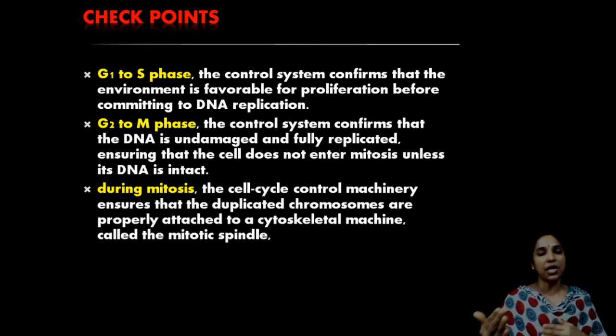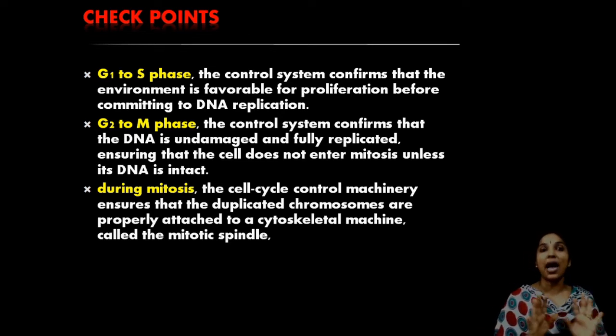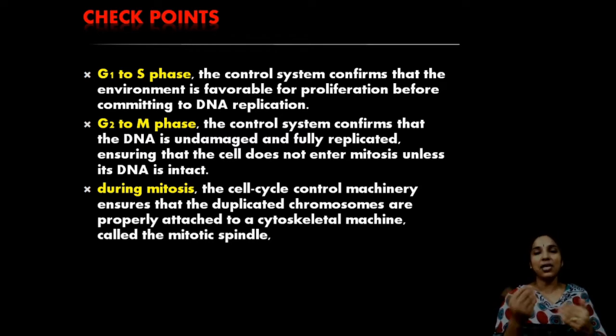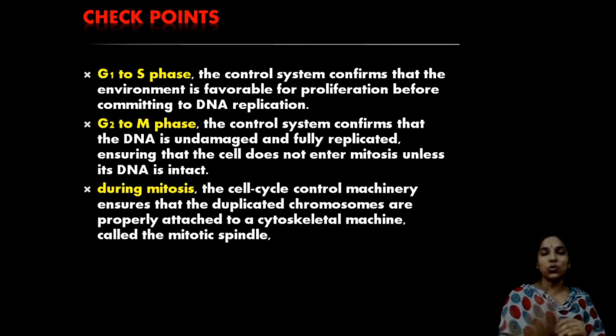In the S phase, replication is going on. So is the cell ready, or can it be passed to the S phase? If it is completely alright, then only it allows. That is the G1 to S phase gate or checkpoint. Then another one is at G2 to M phase. This control system confirms that the DNA is undamaged. That is, the DNA is already replicated in the S phase, and after that it checks that the DNA is undamaged, fully replicated, and it is perfectly alright to pass to the division phase.